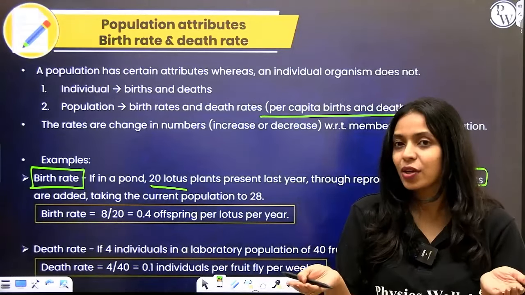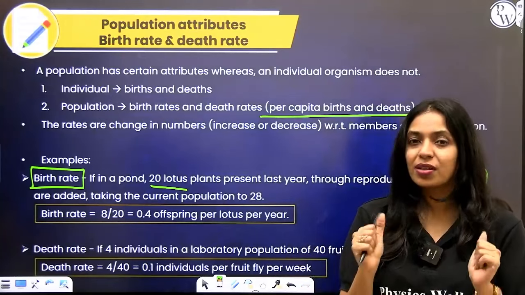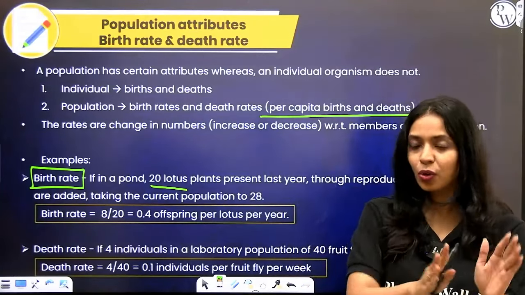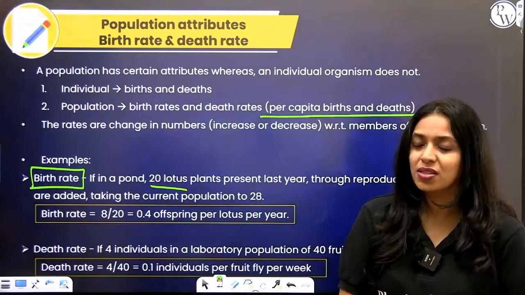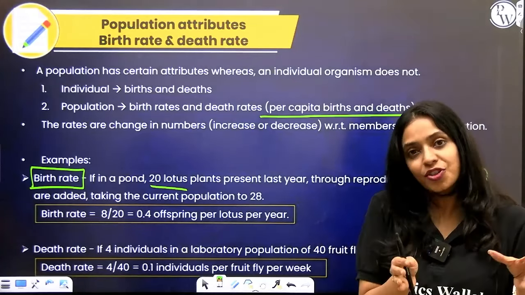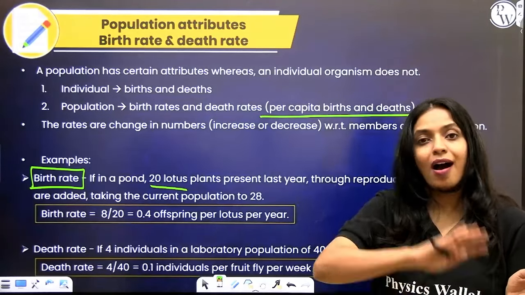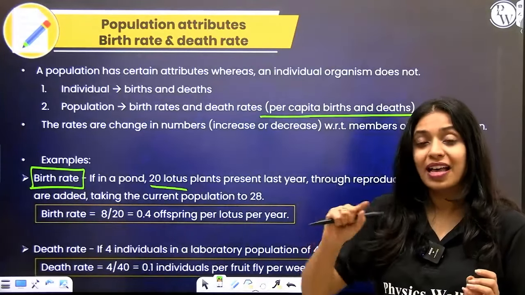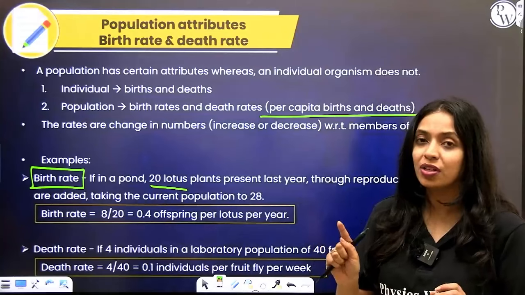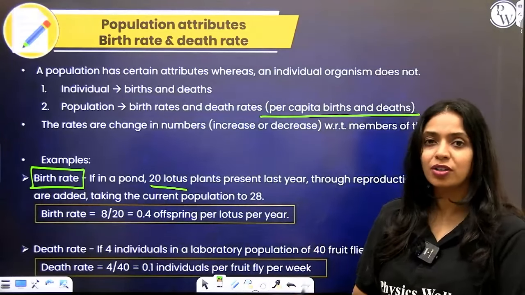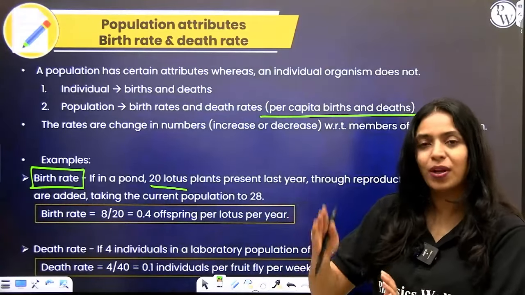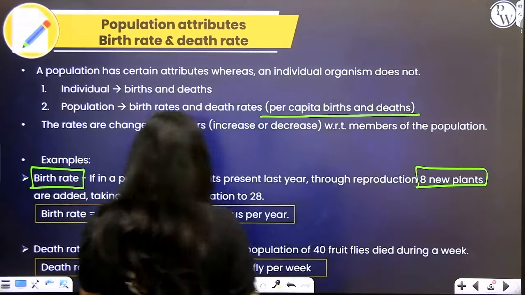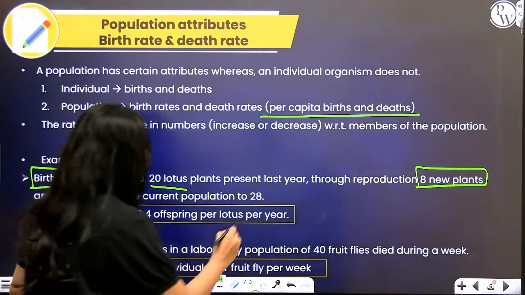Now, what is the area that we're considering? We're considering a pond. What is the organism we're considering? We're considering the lotus plant. What is the time duration we're considering? We're considering 1 year. So initially, there were 20 plants. After a year, there are 28 plants. So 8 plants have been newly added to the population. Though it is not like giving birth, you can think of it as birth. So new plants are added to the population, and the current population will be 28.